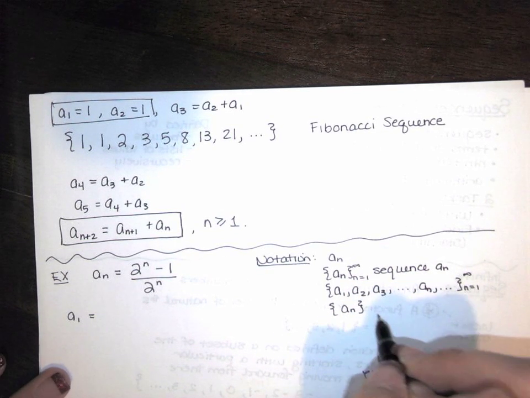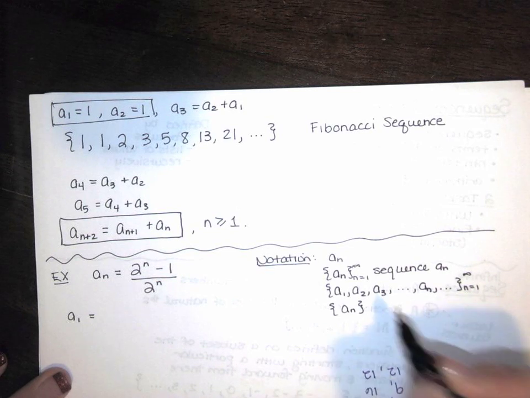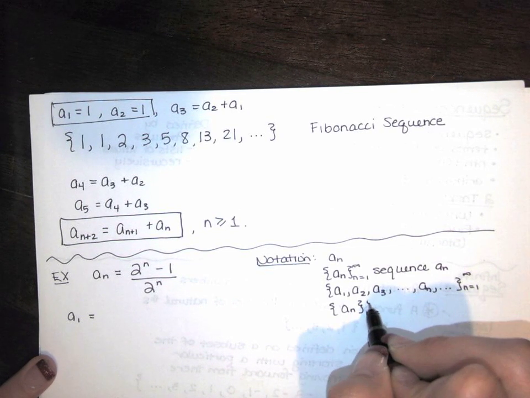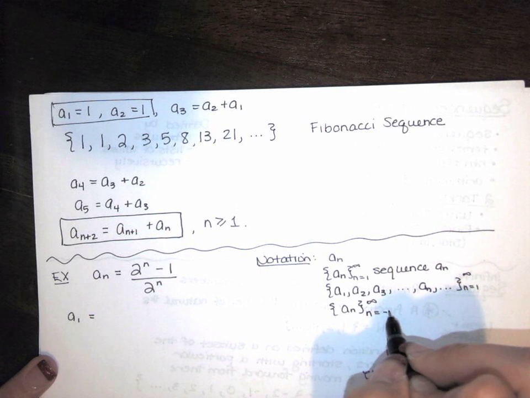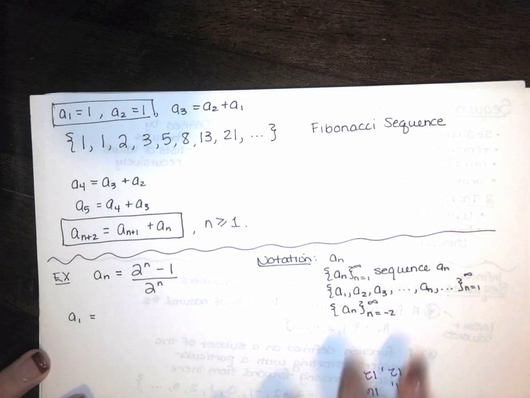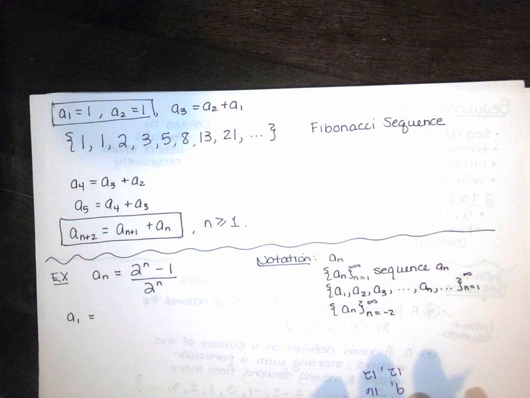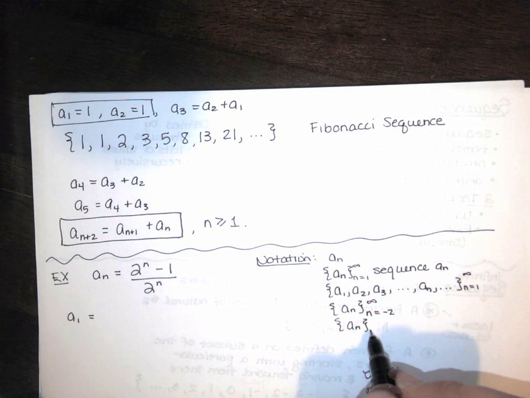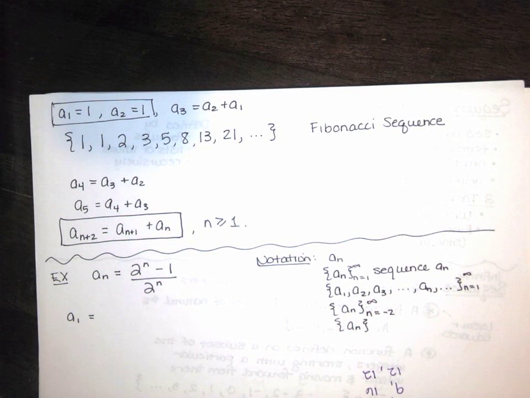Now, if you want to start at some other number other than 1, let's say you want to start with n equals 2 or n equals 0, you're just going to write n equals that number to infinity here. So maybe it starts with n equals -2 and goes to infinity. All right, so that's just notation. And again, if it just looks like this, it's implied that n starts at 1 and goes to infinity.